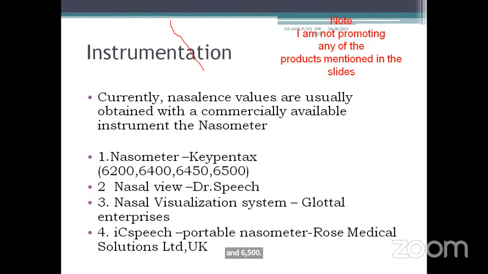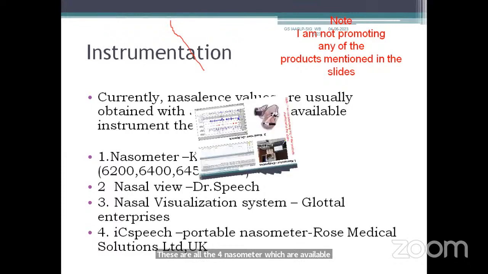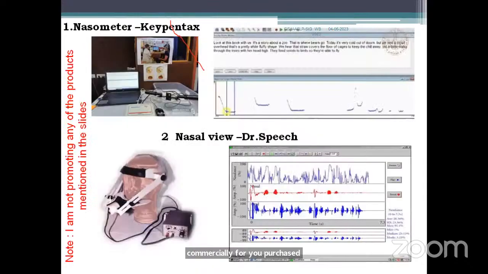It's a standalone device. Okay, and there is another instrument available, Nasal View by Dr. Speech. Again, it's a US product. Then another one is Nasal Visualization System by Glottal Enterprises. Then Ross Medical Solution Limited, UK, they have come up with the IC Speech Portable Nasometer. These are the 4 nasometers which are available commercially for you to purchase. Okay, so just a glimpse of the different nasometers.